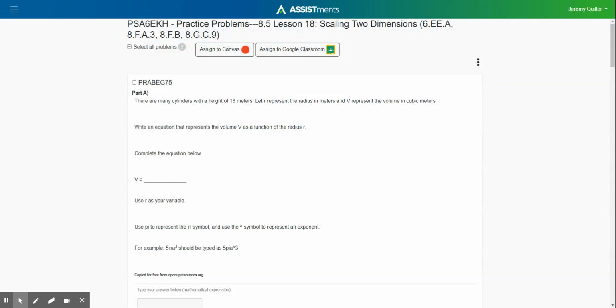There's a little bit of homework help for Unit 5, Lesson 18, Scaling in 2 Dimensions. In the previous lesson, we talked about working with just one dimension, where we substituted a value and multiplied that value to recognize how a volume or a height or something changed as a result of just one dimension being changed, such as the height.